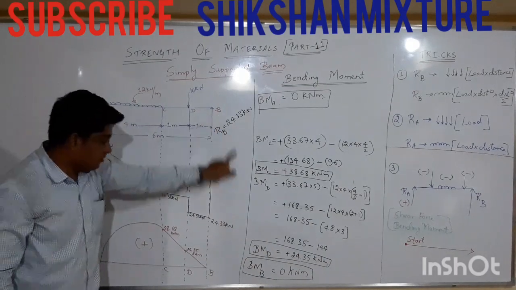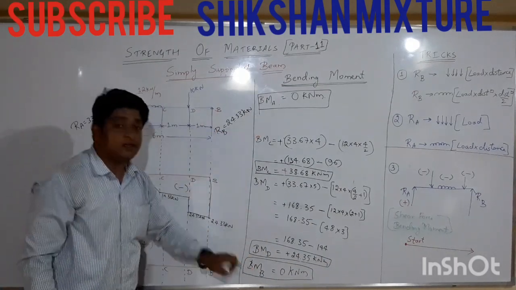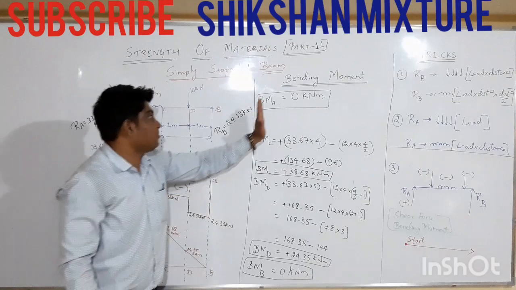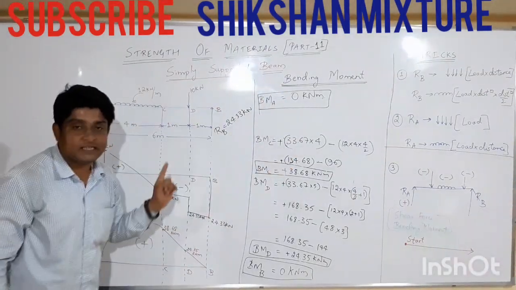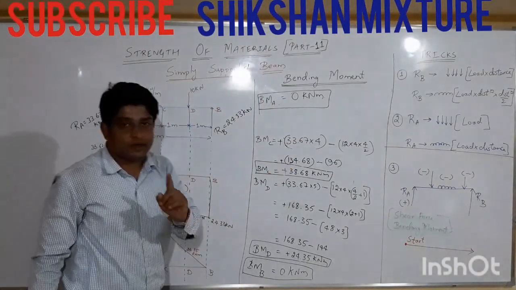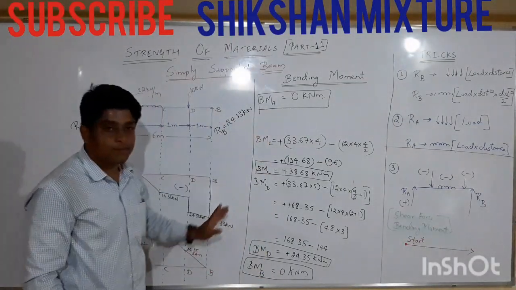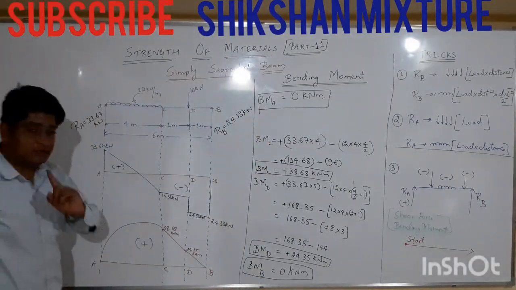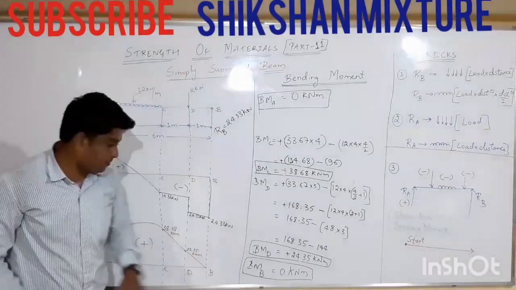Bending moment at B will be 0. A and B are always 0. When you are finding the bending moment in a simply supported beam, both the reactions' bending moments will be 0. Fine. Let us draw the bending moment diagram now.